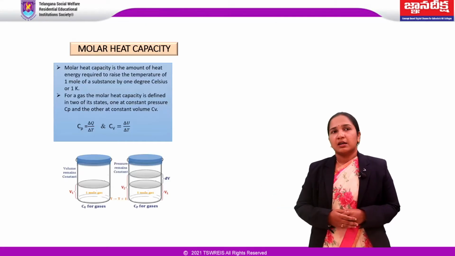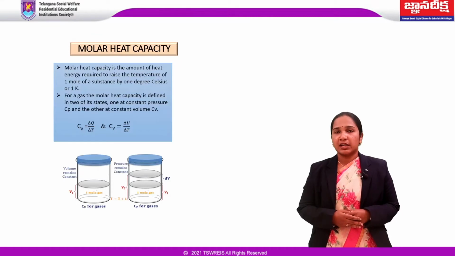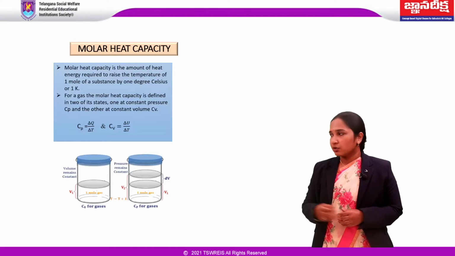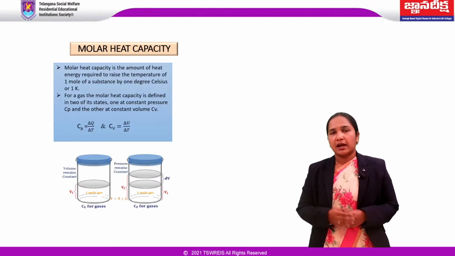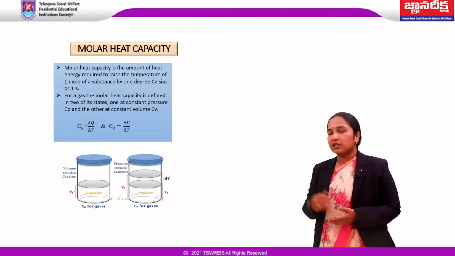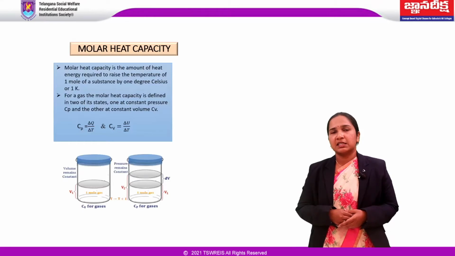This picture shows the beakers containing molar heat capacity at constant volume and at constant pressure. The first beaker shows the molar heat capacity at constant volume, where the volume is constant. And the second beaker shows the molar heat capacity at constant pressure, where the pressure is constant.